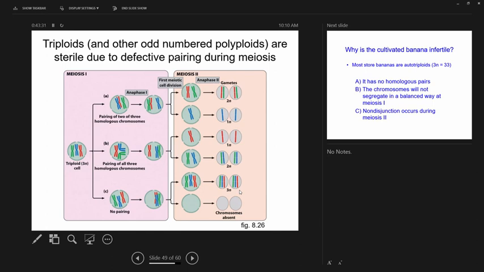But then in meiosis 2, in all these cases, everybody lines up in a single file line, and each chromosome separates into the 2 sister chromatids, and everything's fine with that, because you don't need pairs to make that work. Each chromosome functions as its own.